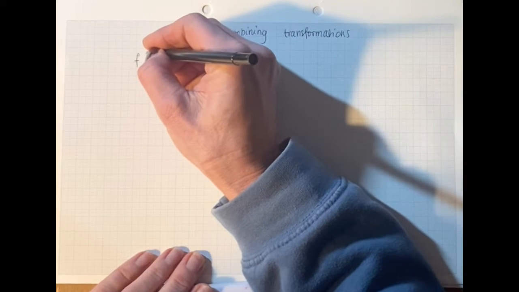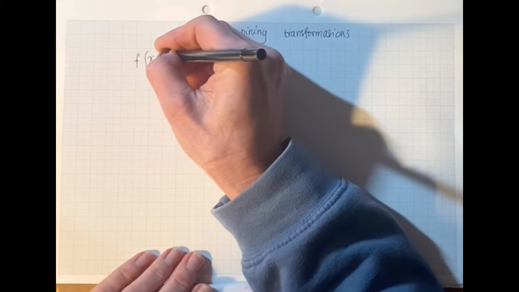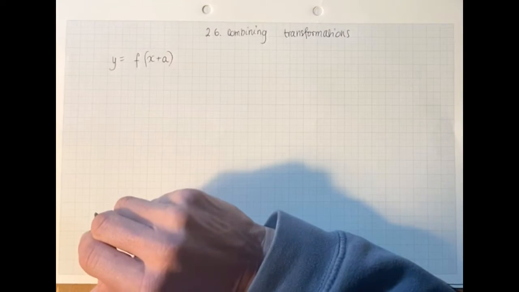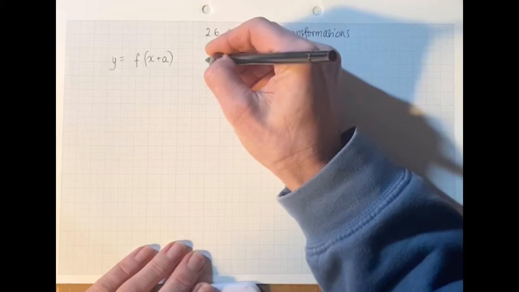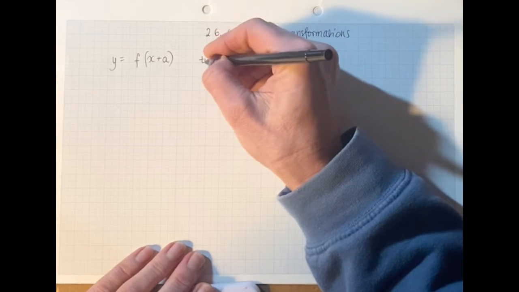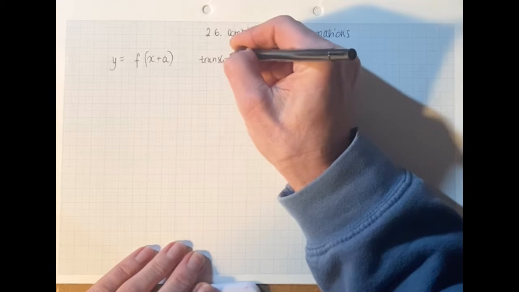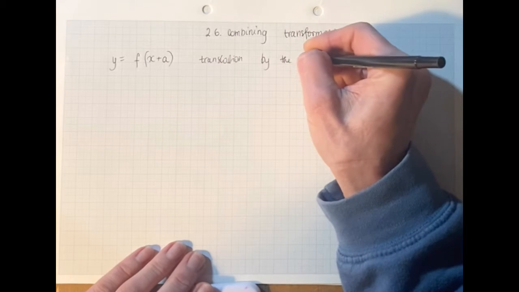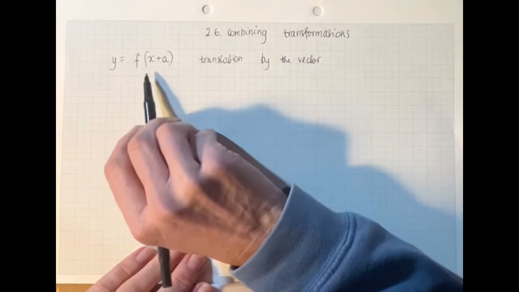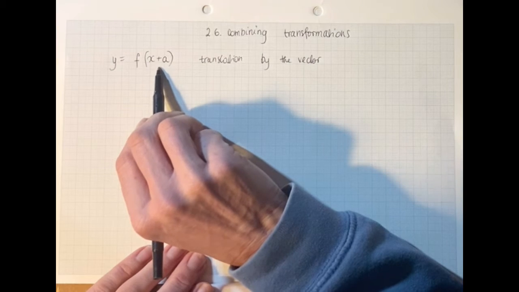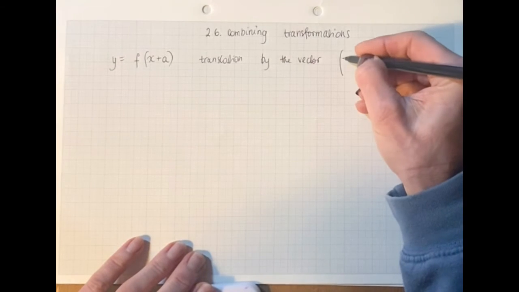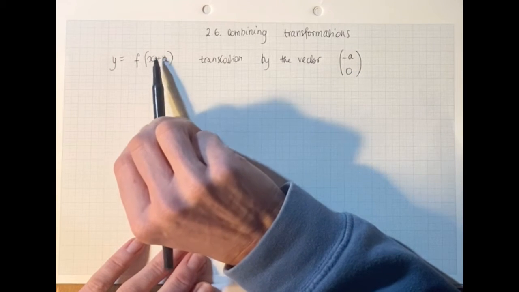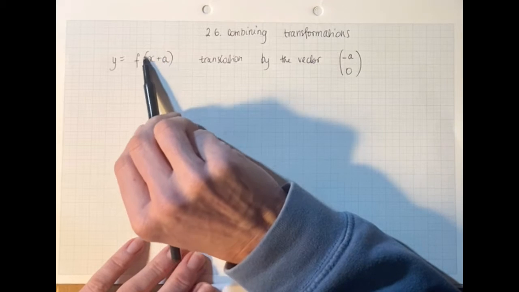So you can have the translations along the x-axis. So it's involving y equals f of x plus a. So this is through the vector translation by vector minus a, 0 along the x-axis. So when it's along the x-axis and things are happening to x, the opposite happens.